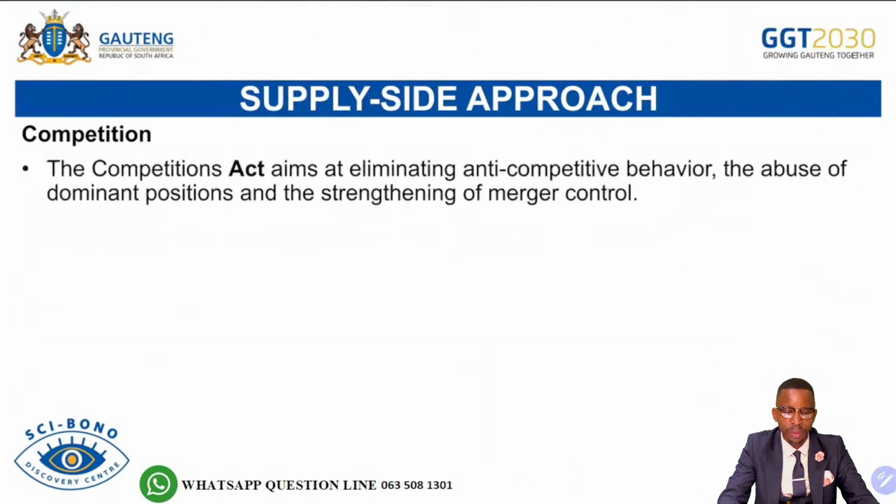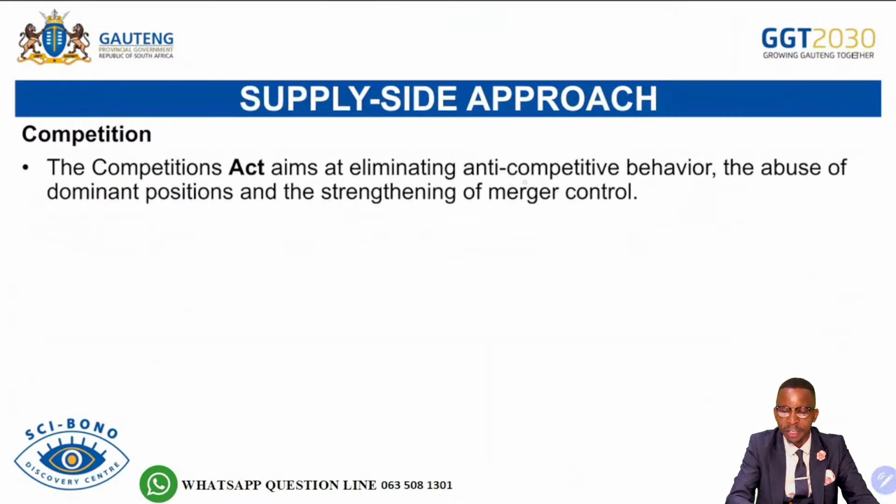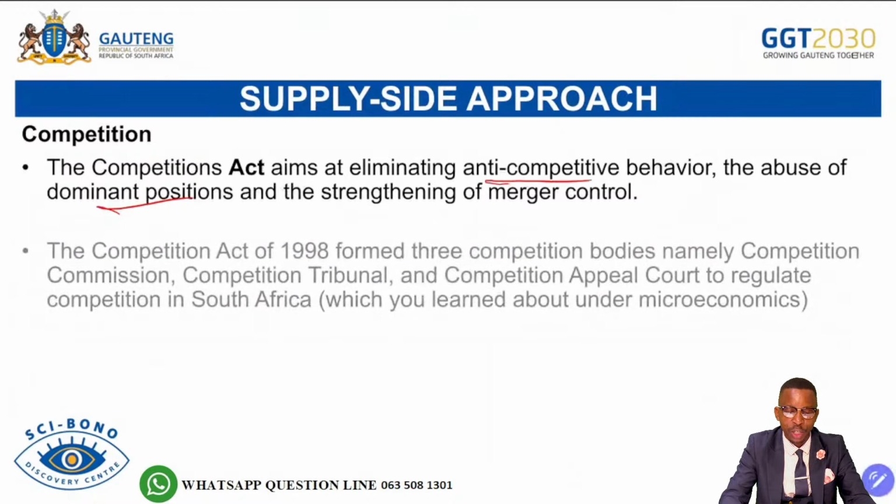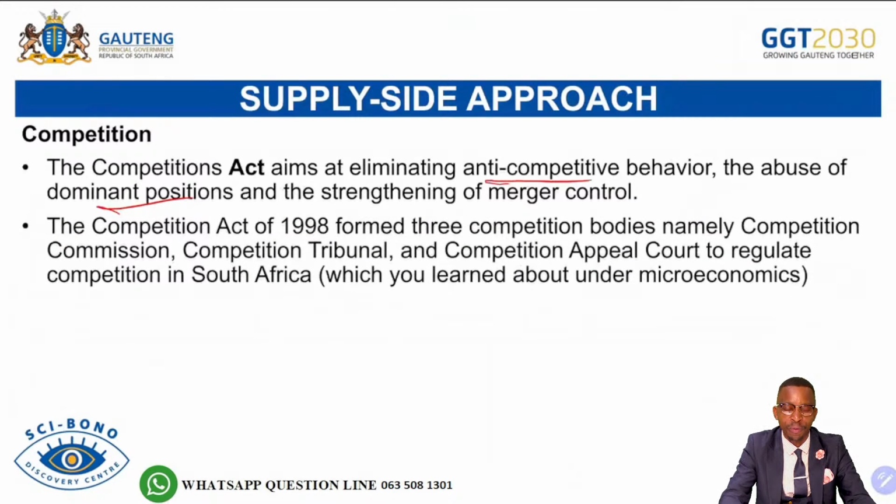Under competition, the Competition Act aims at eliminating anti-competitive behavior, the abuse of dominant positions, and strengthening measures. So here, remember, this topic is not new. It is a repetition. You came across the content in paper 2 under Perfect Markets, where we bring in the Competition Policy Act of South Africa, ensuring that businesses are not using restrictive practices and that there are no barriers that can block the entry of new businesses into the economy, so that there can be more attraction of business in the economy.